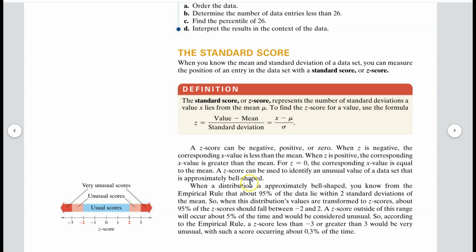So let's see here. A z-score can be used to identify an unusual value of a data set that is approximately bell-shaped. So if you have a z-score that is 2 or more, or -2 or less, that's an unusual value because it means it's more than 2 standard deviations from the mean. If you have a z-score of 3 or more, or -3 or less, it means it's very unusual because it's more than 3 standard deviations away from the mean.